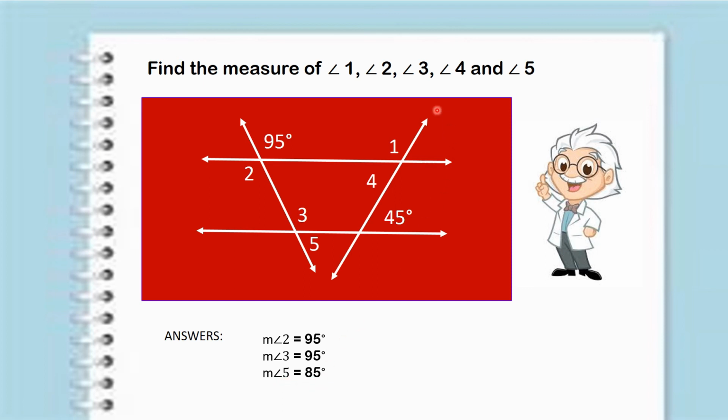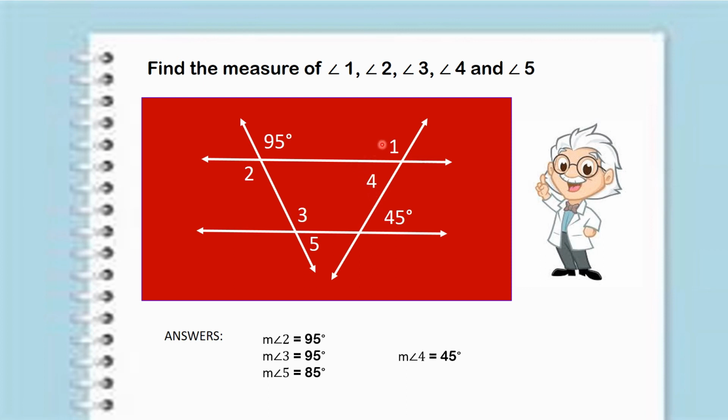Now, let's proceed to this transversal. We have an angle which measures 45 degrees, and we are going to find the measure of angle 4 and angle 1. We start with angle 4 since it is closer to this angle here. And notice their relationship. They are both interior angles but not on the same side. So they are alternate interior angles. And you know already that alternate interior angles are congruent. So the measure of angle 4 is also 45 degrees.